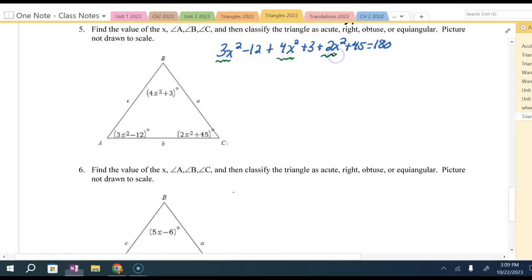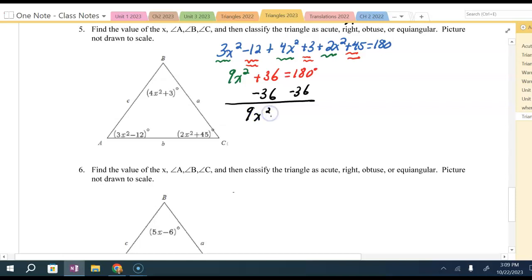Combining like terms, adding the x's together, that's 9x squared. Adding the constants together, which I'm underlining in red here, add up to 36, and again I'm using my calculator, so that's equal to 180. I'll subtract 36 from both sides. I'll get 9x squared is 144. Divide by 9. X squared is equal to 16.